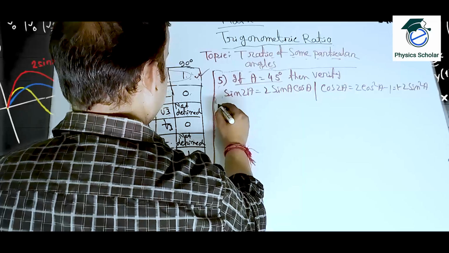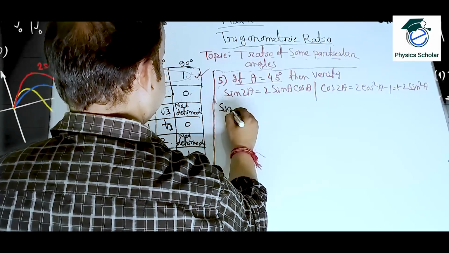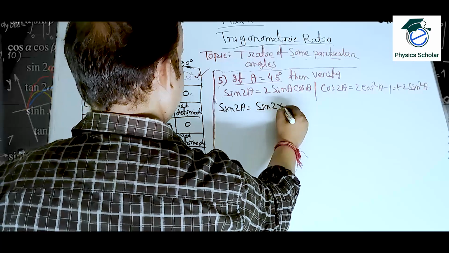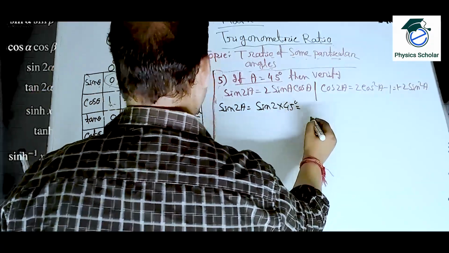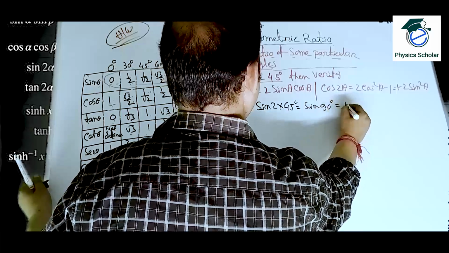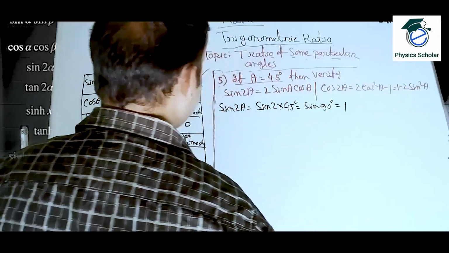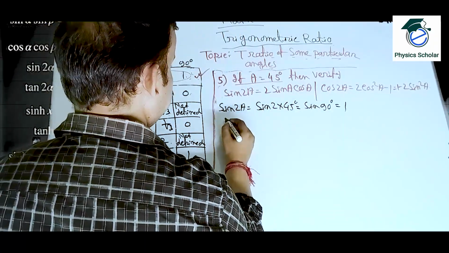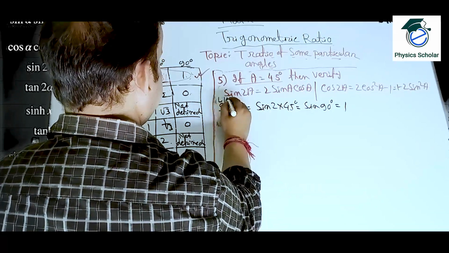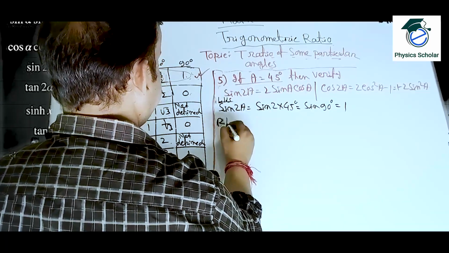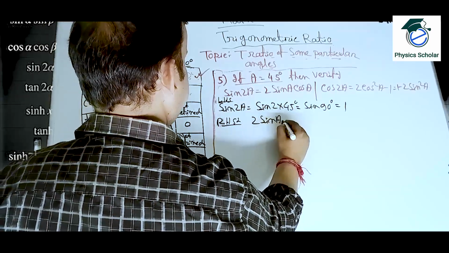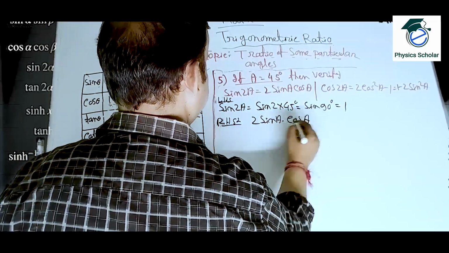A is given. So sin 2A is equal to sin 2 into 45 degree is equal to sin 90 degree is equal to 1. Sin 90 is nothing but 1. Clear? Now this is the left hand side. So right hand side, what? 2 sin A into cos A.